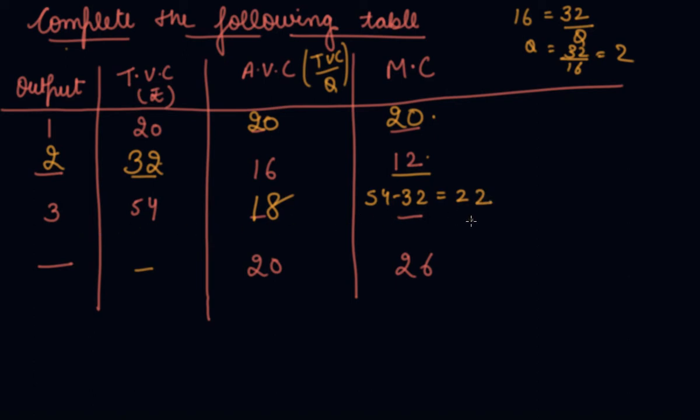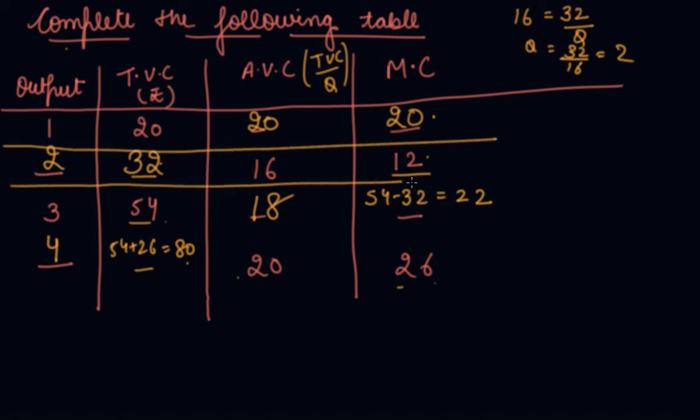Now this again we found out. Your marginal cost of 26 plus 54 will give you the total variable cost of the next unit. That will be 54 plus 26, which is 80. Now you can find out the unit by dividing 80 by 20, and you will get 4. In this way we have completed this table and found the missing values.